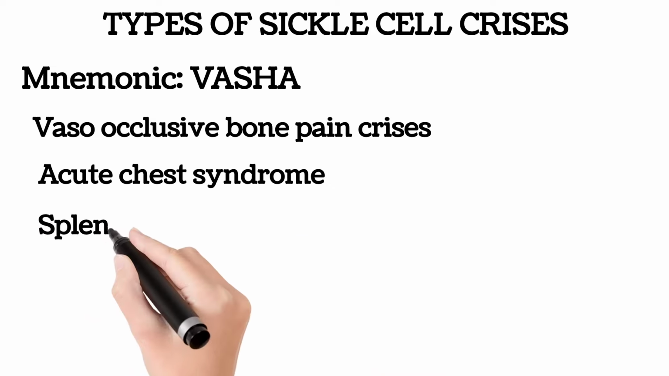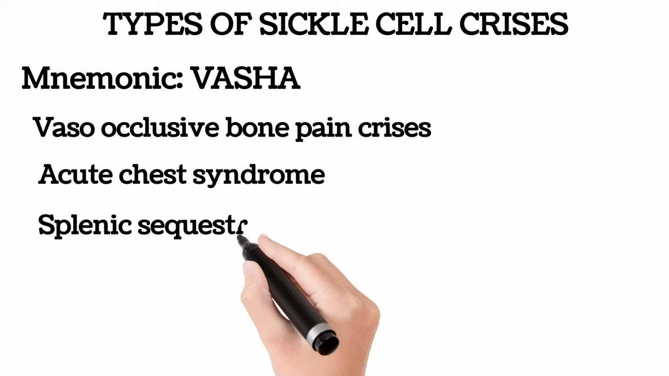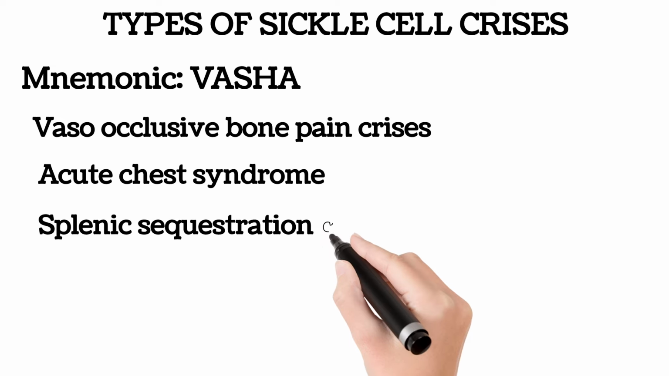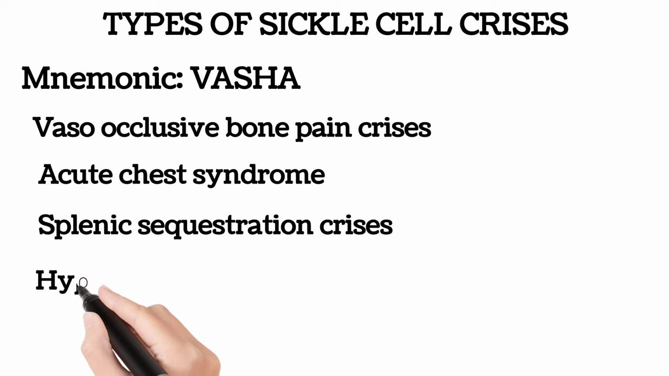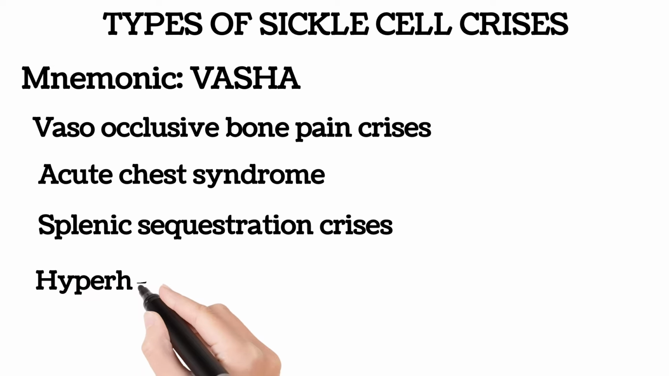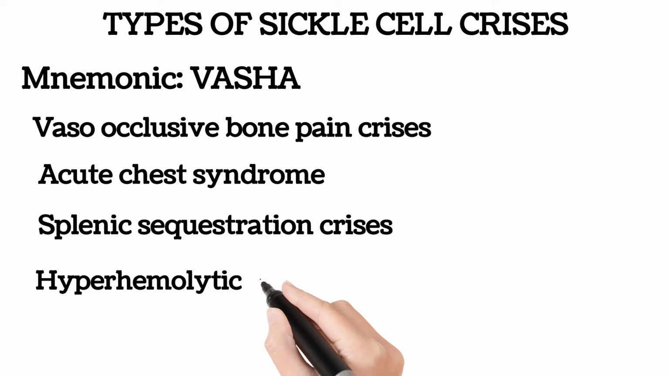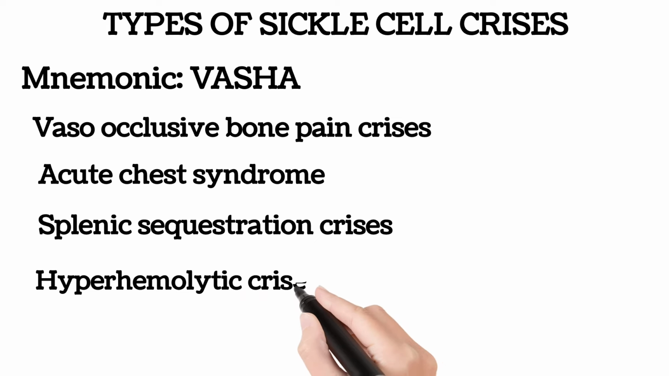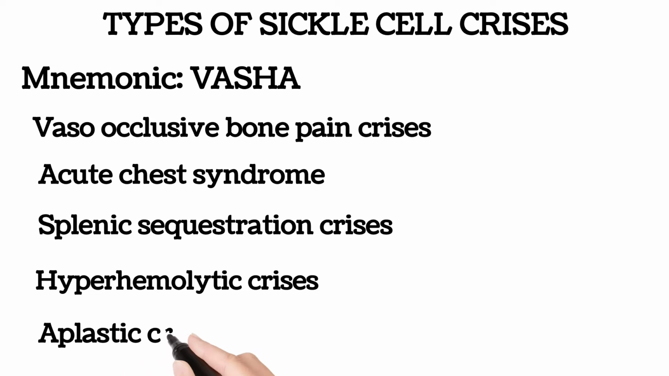S is for splenic sequestration crisis, where there is trapping of RBCs in the spleen, leading to enlargement of the spleen. H is for hyperhemolytic crisis, where there is sudden and severe increase in the destruction of RBCs in sickle cell patients. And then A for aplastic crisis, where infection with parvovirus B19 selectively destroys erythroid precursor cells in the bone marrow.